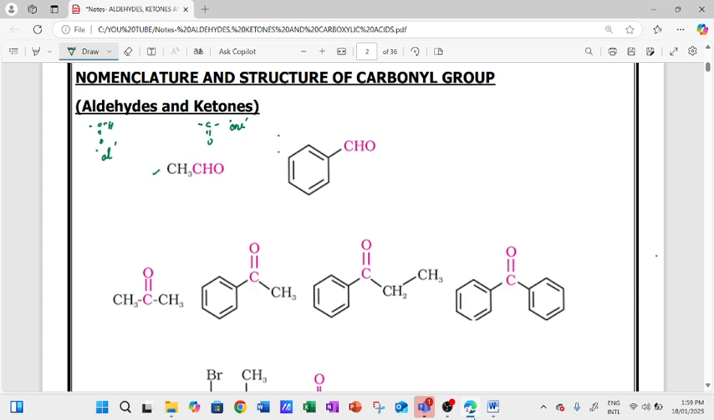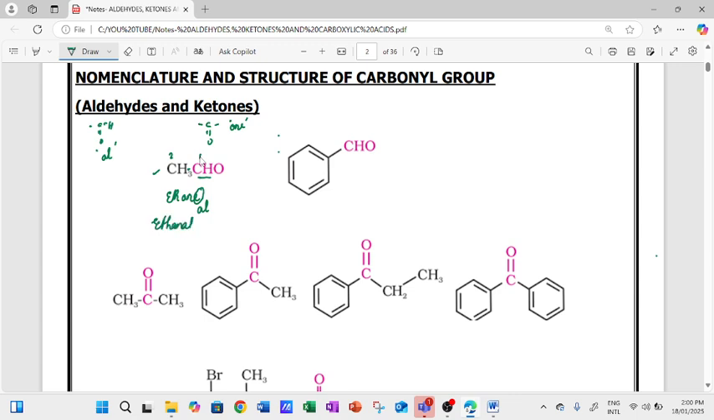Let's see the first question, CH3CHO. First we have to check the number of carbon atoms. The priority should be given to the carbon with the functional group. So CHO is carbon number 1 and CH3 is carbon number 2. Because of 2 carbons we use the root word eth, and between the CH3 and CHO there is a single bond, so it would be ethane, an alkane. But because of the functional group, the last letter e is replaced by the functional group suffix al. So the final name is ethanal.